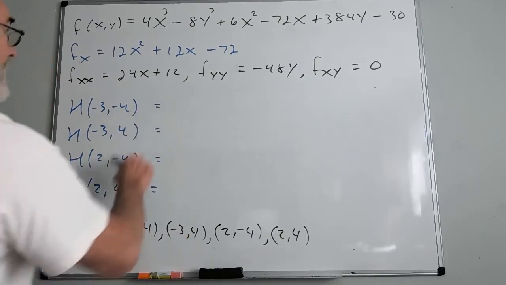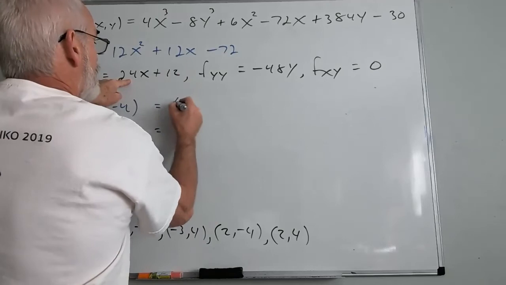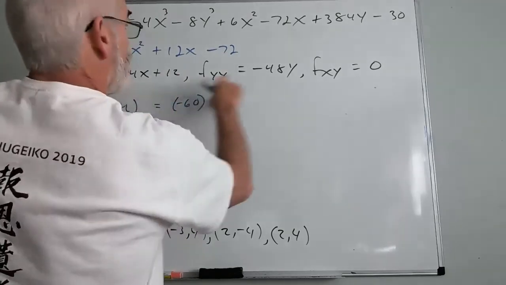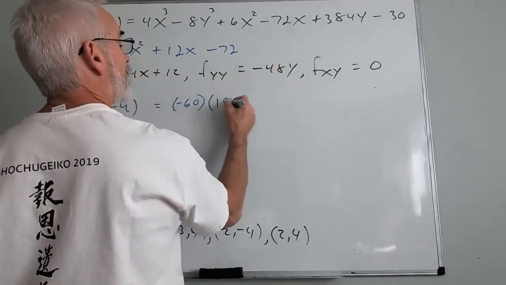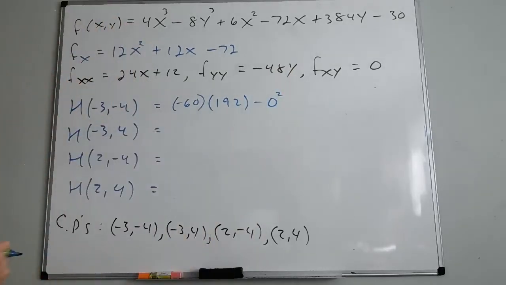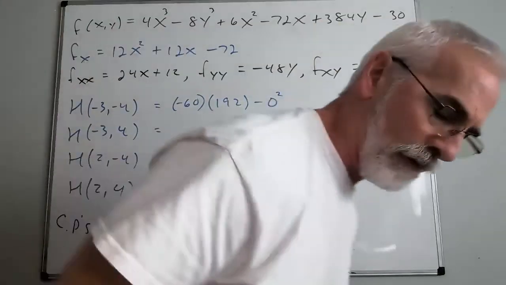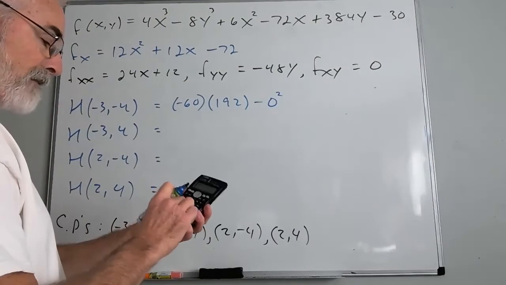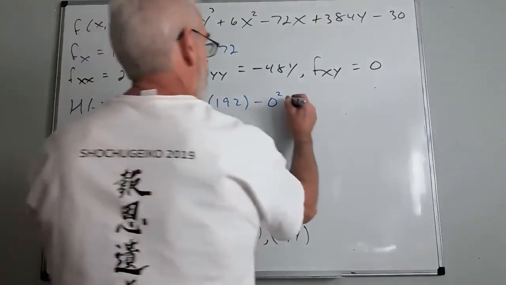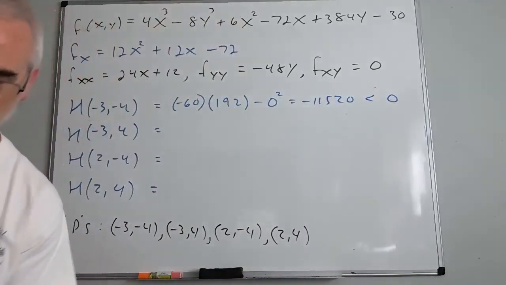All right. So at -3, -4. When I put in a -3 for x, that'd be -72 plus 12. That's -60. When I put in a -4 for y, that's -48 times -4. So that'd be +192, and then minus 0 squared. Okay. Here's my calculator. I know that's a large negative value. Always calculate just to be careful, but it's really the sign, not the size of the value that matters. So this is -11,520. All that really matters is that it's negative.